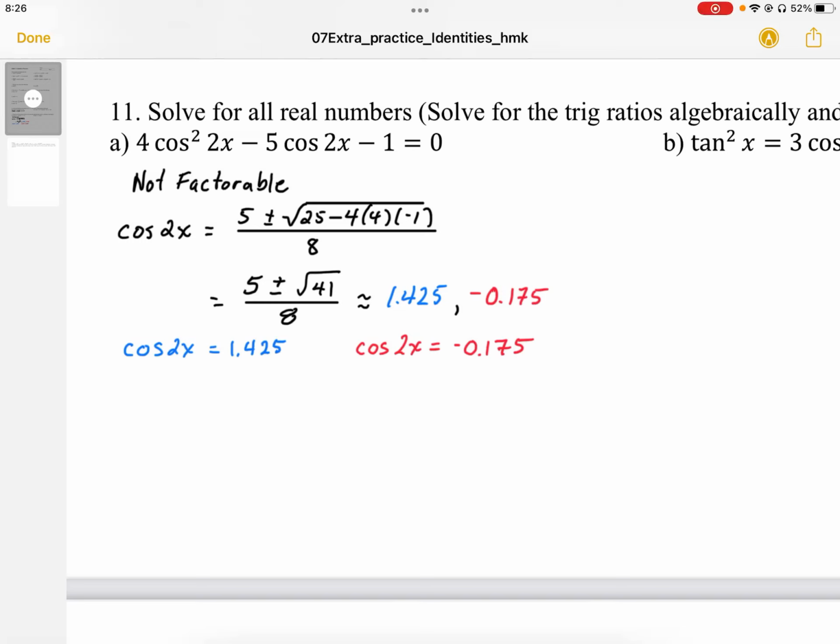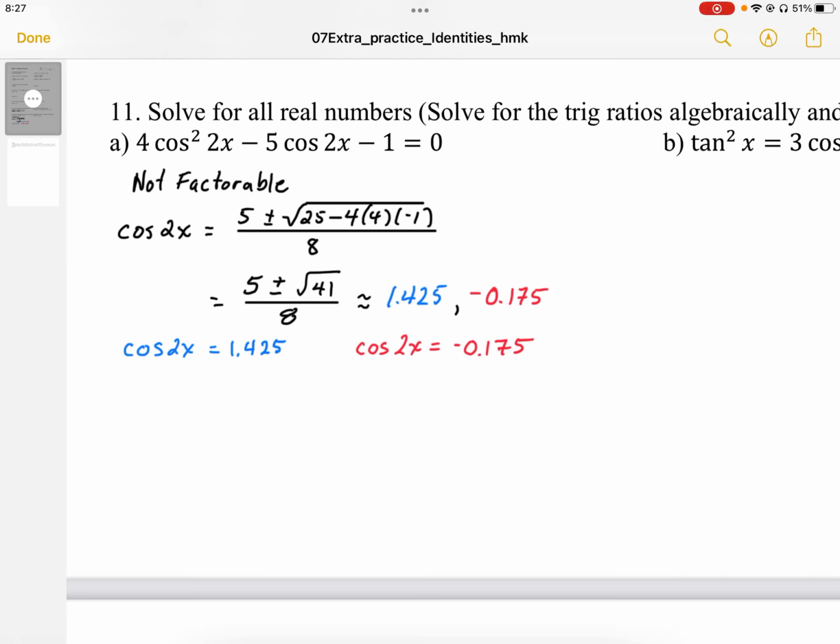11a has a quadratic equation in terms of cos, and this quadratic equation is not factorable, so we have to solve for cos 2x using the quadratic formula. Using the quadratic formula, I get (5 plus minus square root 41) over 8, and when I work out the decimal values for that, I get 1.425 and negative 0.175. So solving this, I need to undo this using arc cos.